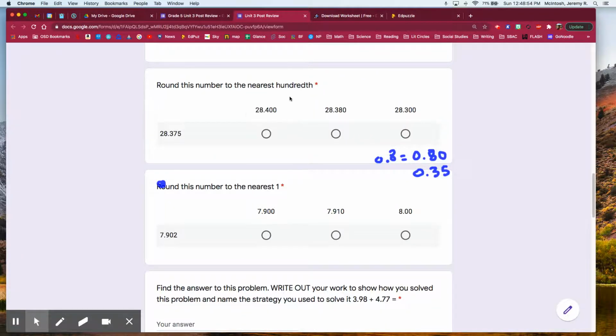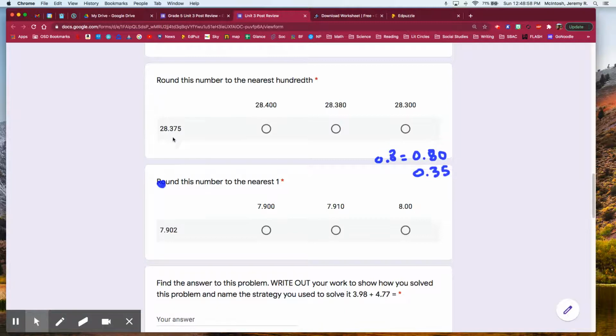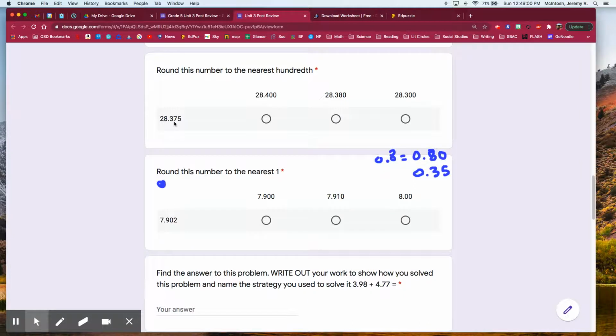Okay, round this number to the nearest hundredth. The hundredth in this number, 28 and 375 thousandths, is the 7. So we're going to look at the 5 in the thousandths place to determine what we do with that 7. 5 is 5 or greater, so the 7 bumps up 1. So it becomes 38. So our answer would be 28 and 38 hundredths, or 28 and 380 thousandths.